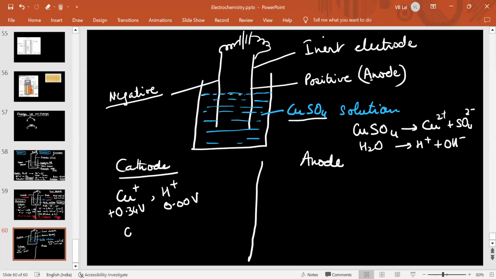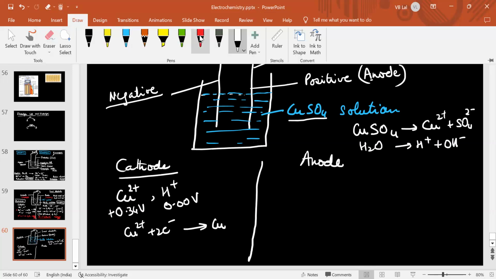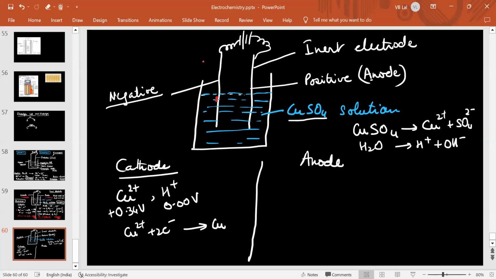So what will I write here? Cu2+ plus 2e- gives you Cu. So copper starts getting discharged at the cathode. On the surface of the cathode, what will you find? Slowly, after some time, a layer of copper will form at the surface.